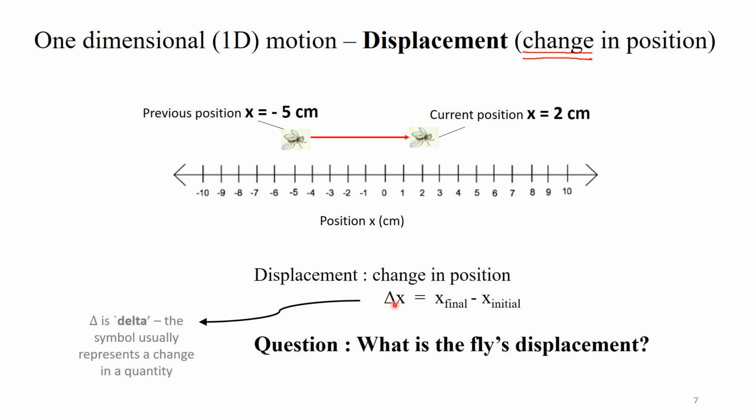I should point out that the change of anything, so delta of any quantity, is represented by an expression of this form: the final value of the quantity minus the initial value of the quantity. In this case, we are looking at position, so we put delta x, which equals x final minus x initial, but it applies to any quantity that's changing.